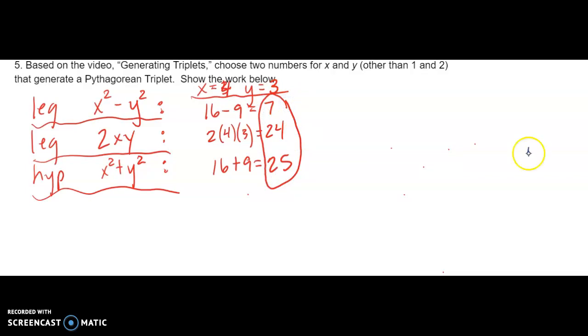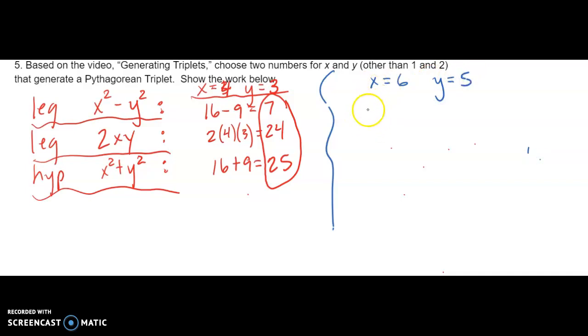Let's do one more example here. Pick a couple other numbers for x and y. So let's say x is, I don't know, let's say x is 6. We'll just bump it up a little bit here. And y is 5. So we'll pick 6 and 5.